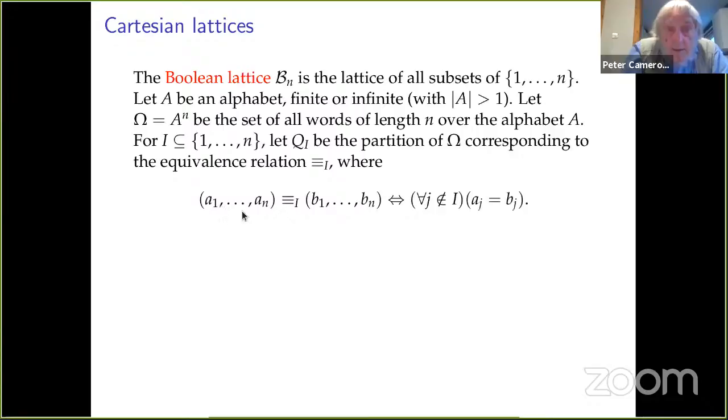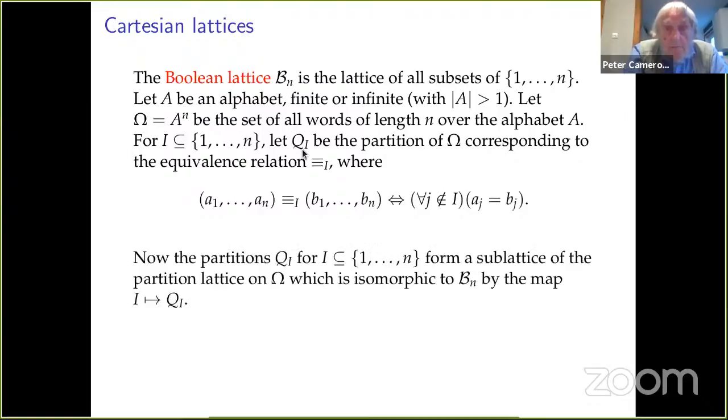This equivalence relation says that two words, A1 to An and B1 to Bn, are equivalent if they agree in every position outside I. So you're allowed to change the entries at positions within I, but outside I, things must remain the same. So that gives you a partition of the set omega, the set of all words, right? So we have, for each subset of 1 up to n, a partition, which I'll call Q sub I. And these partitions form a sublattice of the partition lattice, and this sublattice is isomorphic to the Boolean lattice. So as a lattice, it's just the Boolean lattice.